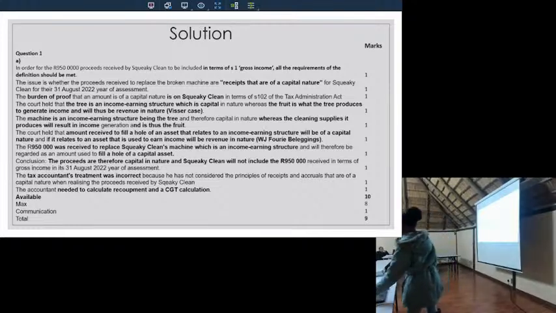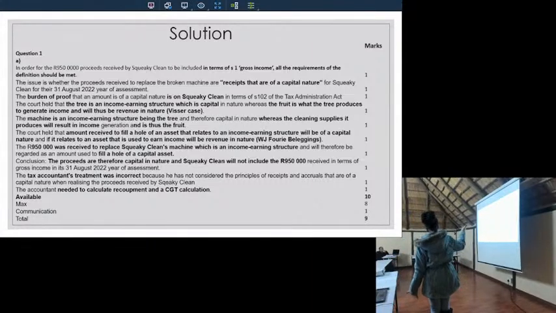Are we good? So you apply, you add those 2 marks again. How much do we have? 8, right? Thank you. So the proceeds are therefore capital in nature, and Squeaky Clean will not include the 950 received in terms of the gross income in its 31 August 2022 year of assessment. That's a conclusion. I did not say the 950 must be included if my discussion was in line with things that are of a capital nature. Do you see? So your conclusion must be in line with your application. Are we good? You get a mark for concluding.